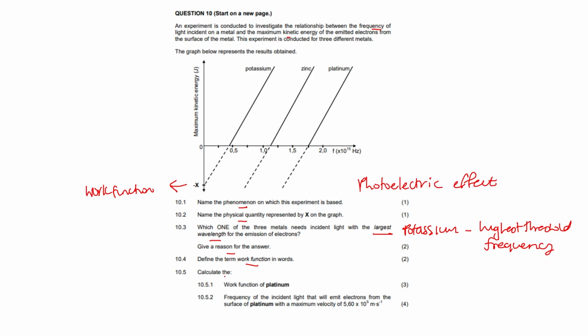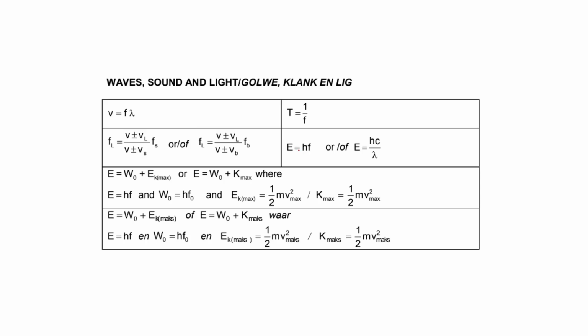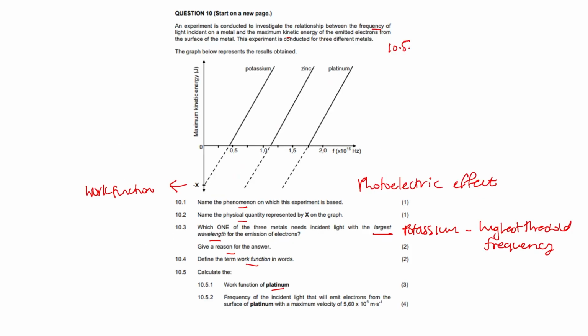Then 10.5, calculate the work function of platinum. So there we have platinum on the graph. So we're going to use our trusty little formula, which is this one right here. Again, please write down your formula. You do get a mark for it. So you'll literally get 1 mark for writing down the formula.